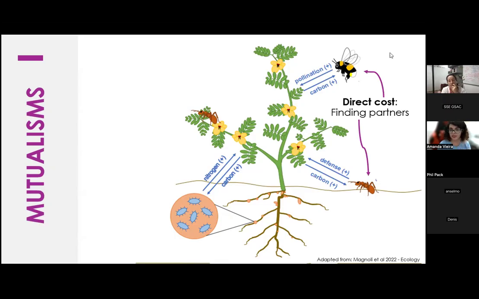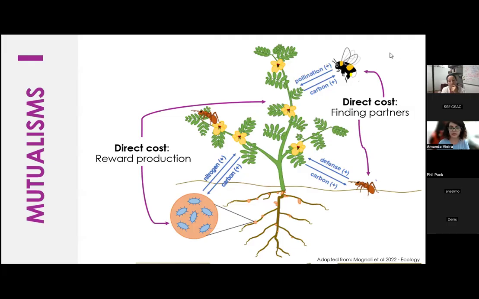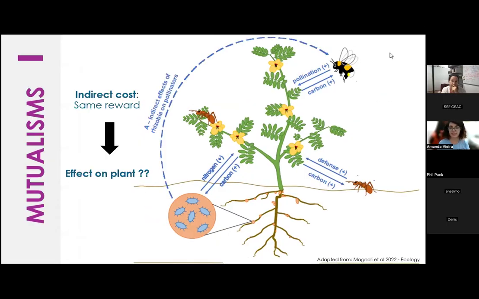And there's a cost. We usually think about the direct cost. For instance, in pollination or in plant defense, bees need to find plants, ants need to find plants, and plants also pay a cost in these mutualistic interactions. They are providing nutritional rewards for all of them. But there's also one cost that is less studied so far, which is the indirect cost of mutualistic interactions, or the indirect effect of mutualisms on other mutualisms.